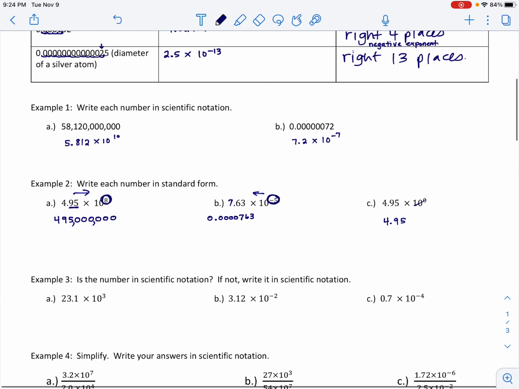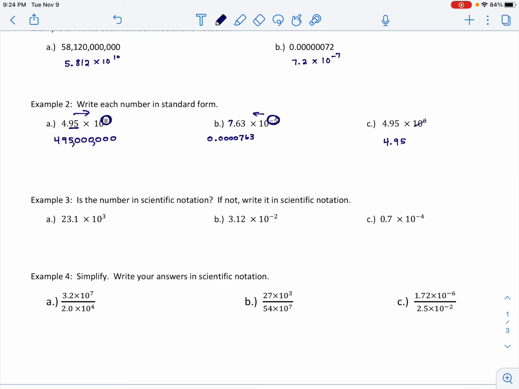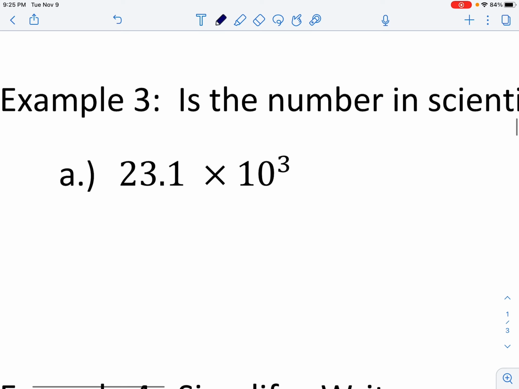All right. Example 3. Is the number in scientific notation? If not, write it in scientific notation. So remember, for it to be scientific notation, it can only have one number before the decimal point. So looking at this, how many numbers do we have before the decimal point? We have 2. We need it to only be 1. So that means we have to move our decimal point back a place.